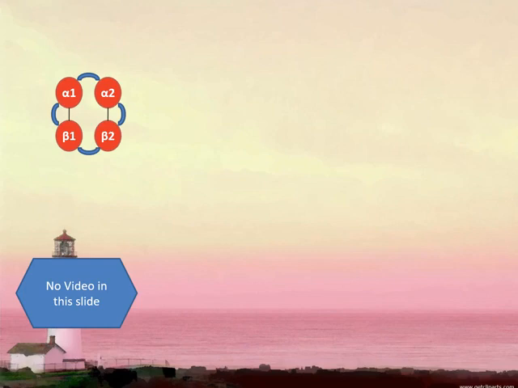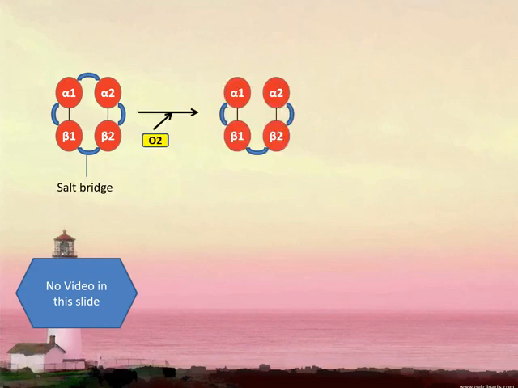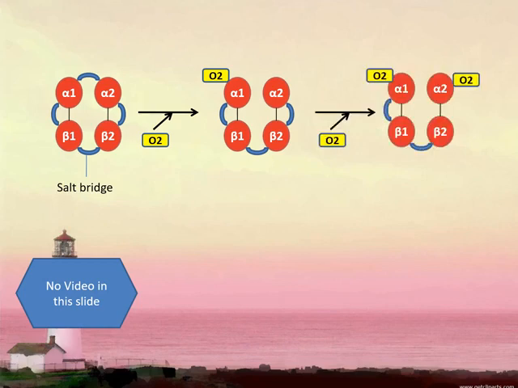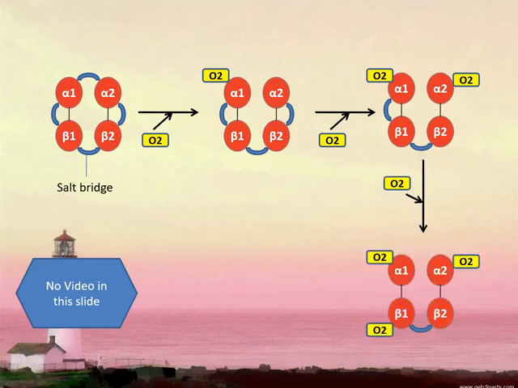So now this hemoglobin molecule enters into the lungs, and first alpha 1 attaches one oxygen. See, the blue color salt bridge is broken between alpha 1 and alpha 2. So the binding of oxygen to alpha 1 breaks the bond between alpha 1 and alpha 2. Now alpha 2 can take up oxygen. See, alpha 2 has taken up oxygen. See, the bond between alpha 2 and beta 2, the blue color salt bridge, is gone. Now beta 2 can easily bind to the oxygen.